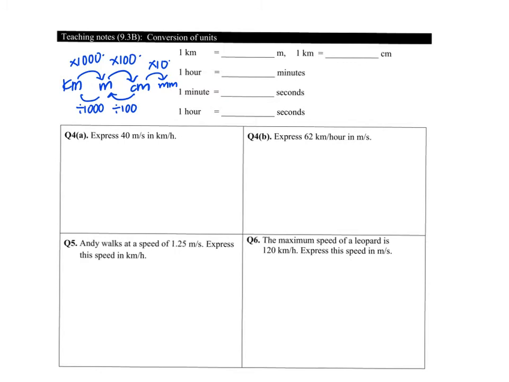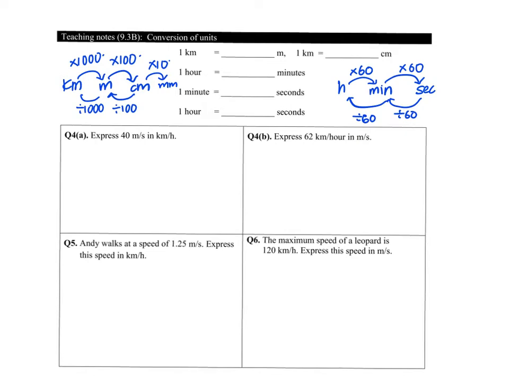And then for hours to minutes is times 60, so 1 hour has 60 minutes. Minutes to seconds will be times another 60. So if I want to change from seconds to hours, I'll need to divide by 60, divide by 60, which is actually 3,600. So let's fill in the blanks in this table over here.